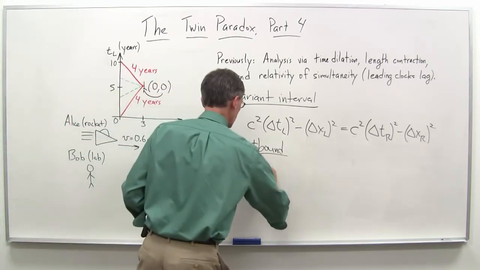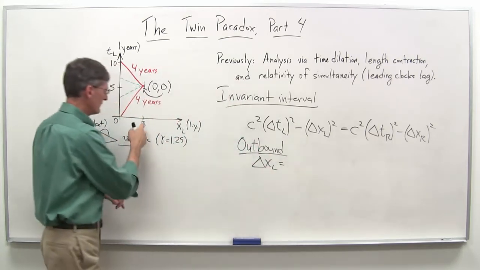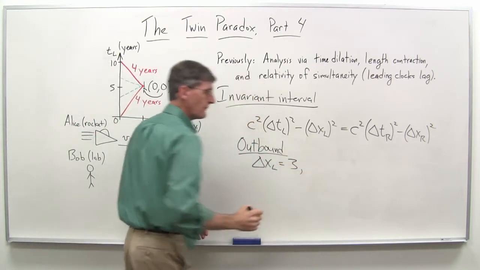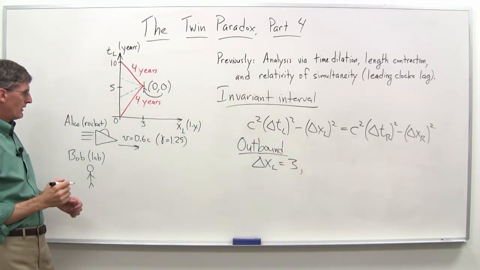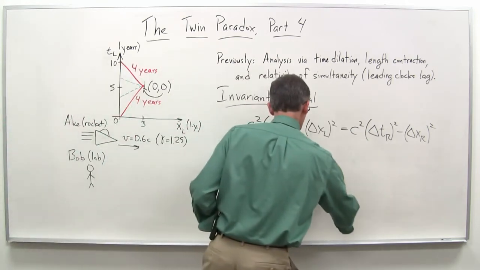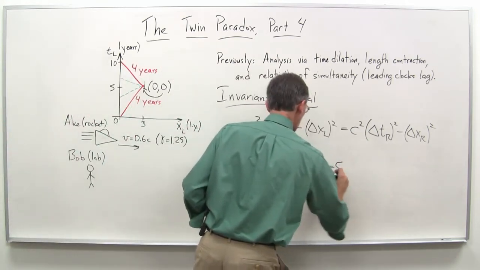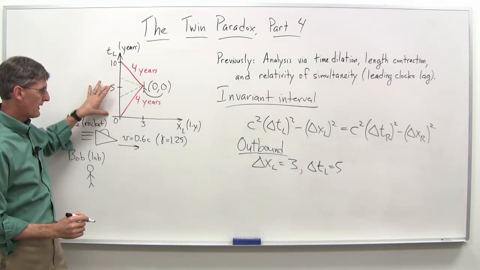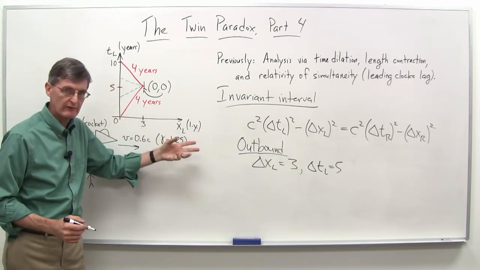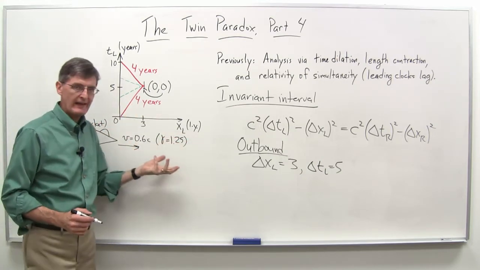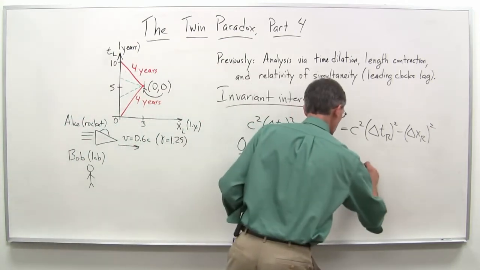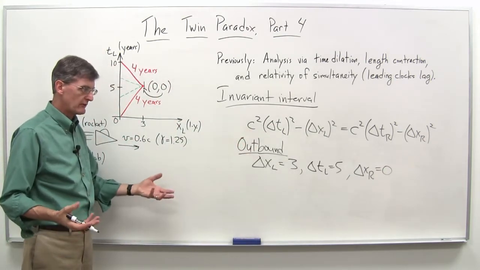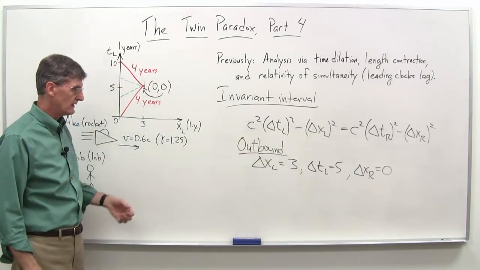Okay, so let's write that down. Delta XL, in other words, it goes to 3 minus 0, so the difference is 3 light years. In this case delta TL, again, we're assuming we've done Bob's analysis, delta TL is 5 years for the outbound case. And the other nice thing with the invariant interval is that delta XR for Alice, as we've already mentioned a couple times, is just 0, because from her frame of reference she's not moving. She's just in her spaceship.